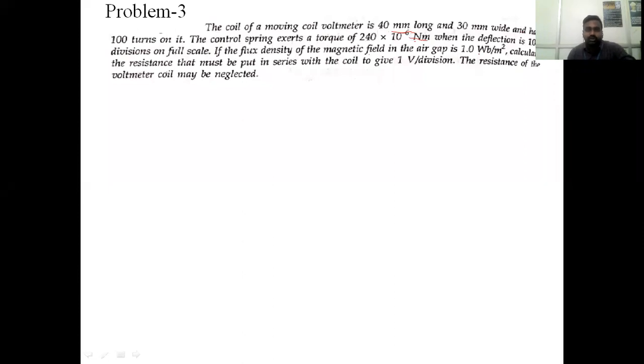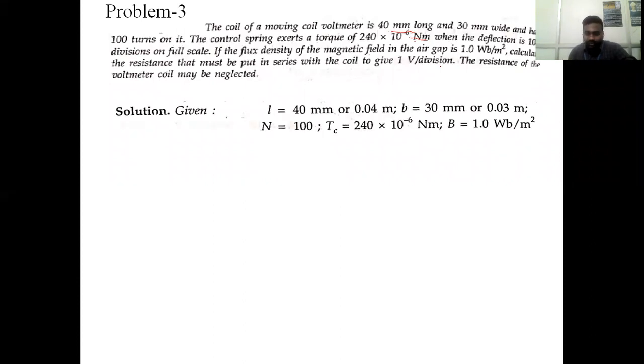What do we have to calculate? We have to calculate the resistance if the coil reads 1 volt per division. So what will be the resistance of the meter? Okay, let us see. This is the given data we got. We have the length of the former, small l, as the length of the former.